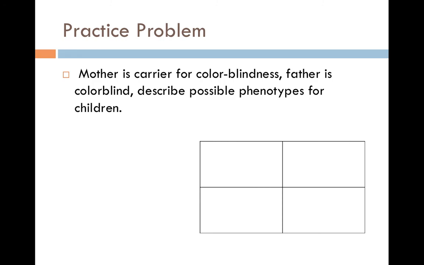So let's do a practice. Let's say mother is a carrier for colorblindness and father is colorblind. And you're going to have to describe the possible phenotypes for the children. So again, are they colorblind or are they not? What is it going to be? So take a minute, try to do that Punnett square as practice.